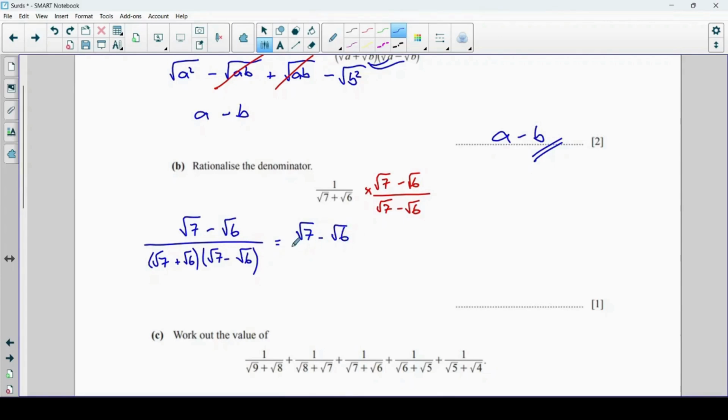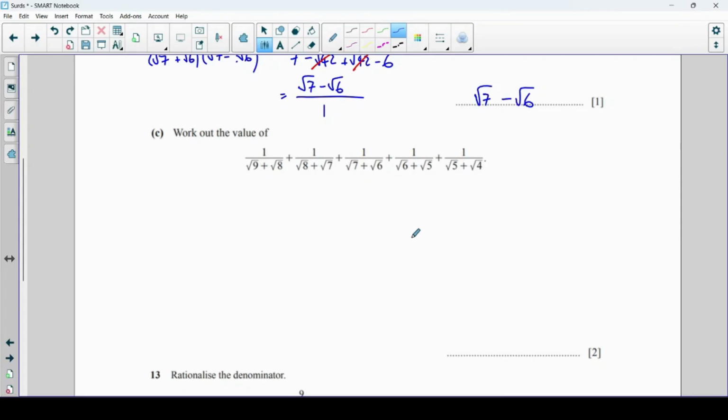Now, on the bottom, we're going to do first, outsides, insides, last. So root 7 times root 7 is root 49, which is just 7. Outsides, root 7 times root 6 is minus root 42. Insides, plus root 42. And then the lasts, plus root 6 times minus root 6 is minus root 36, or just 6. Those middle terms cancel out again. So we get root 7 minus root 6, all divided by 7 take away 6, which is just 1. So that is just root 7 minus root 6.